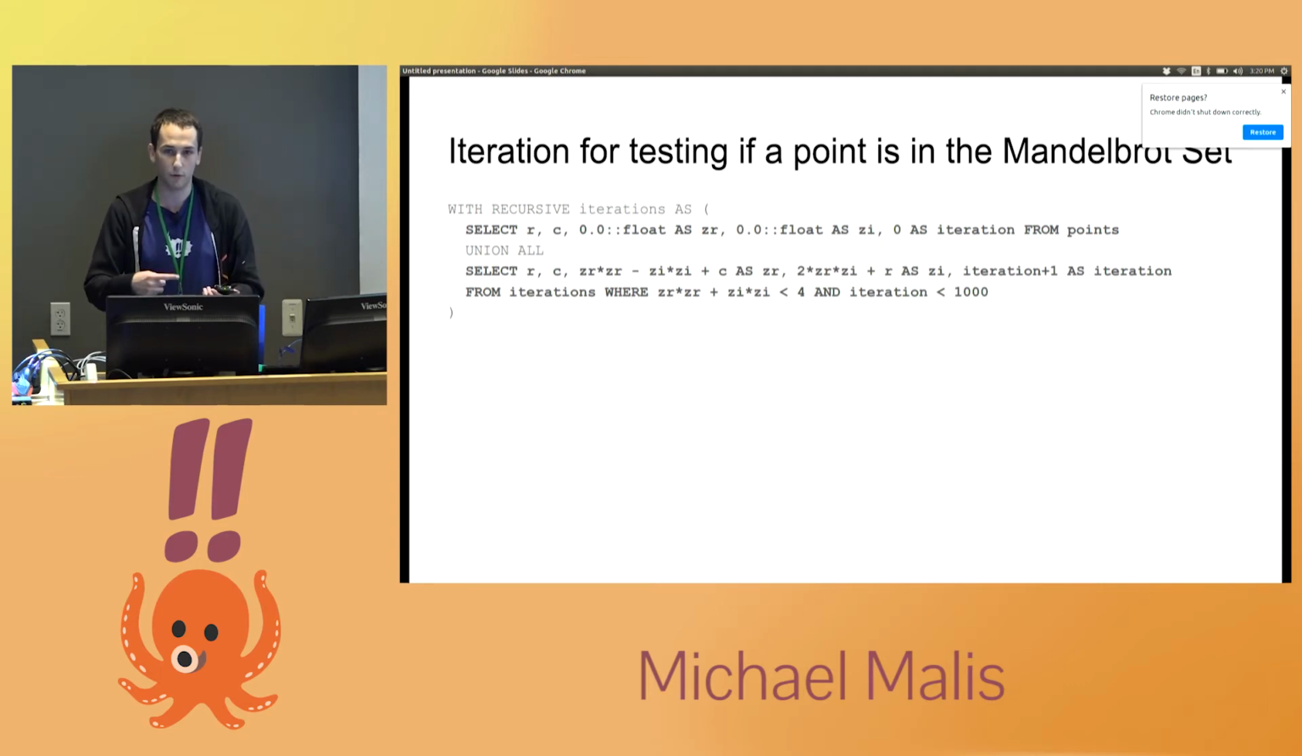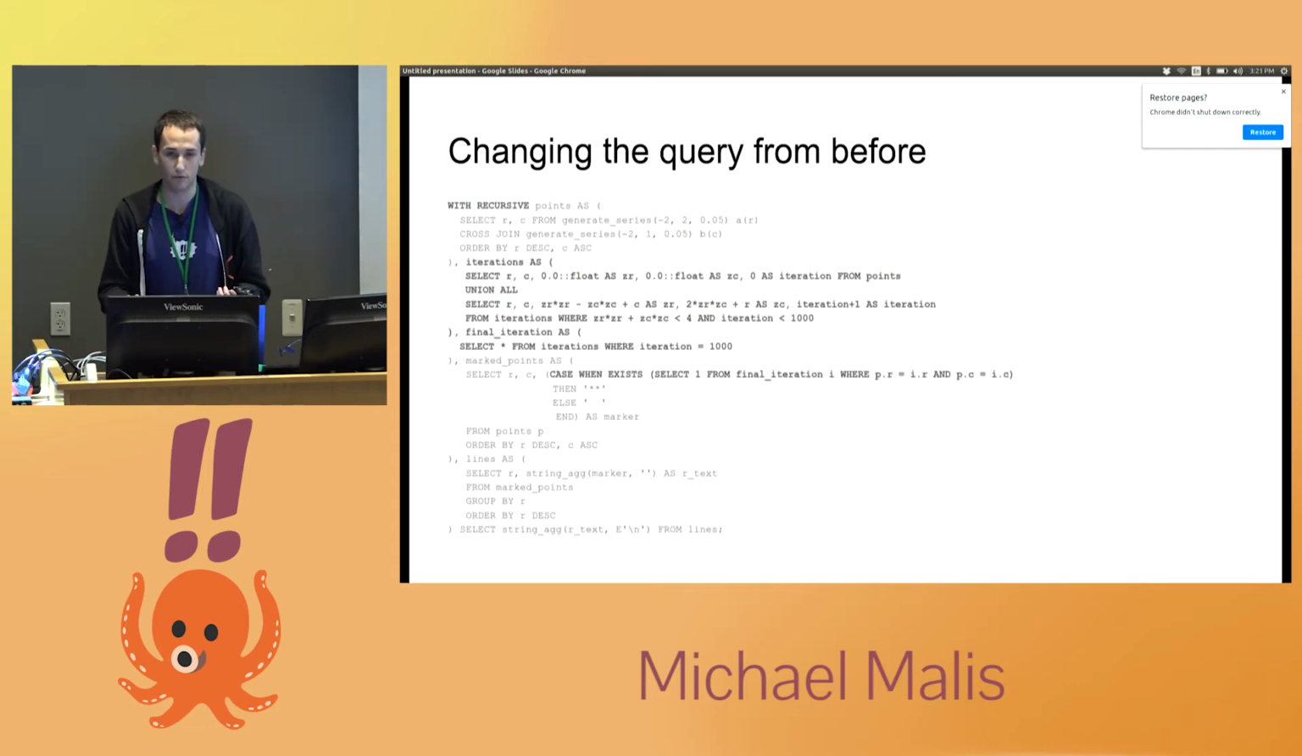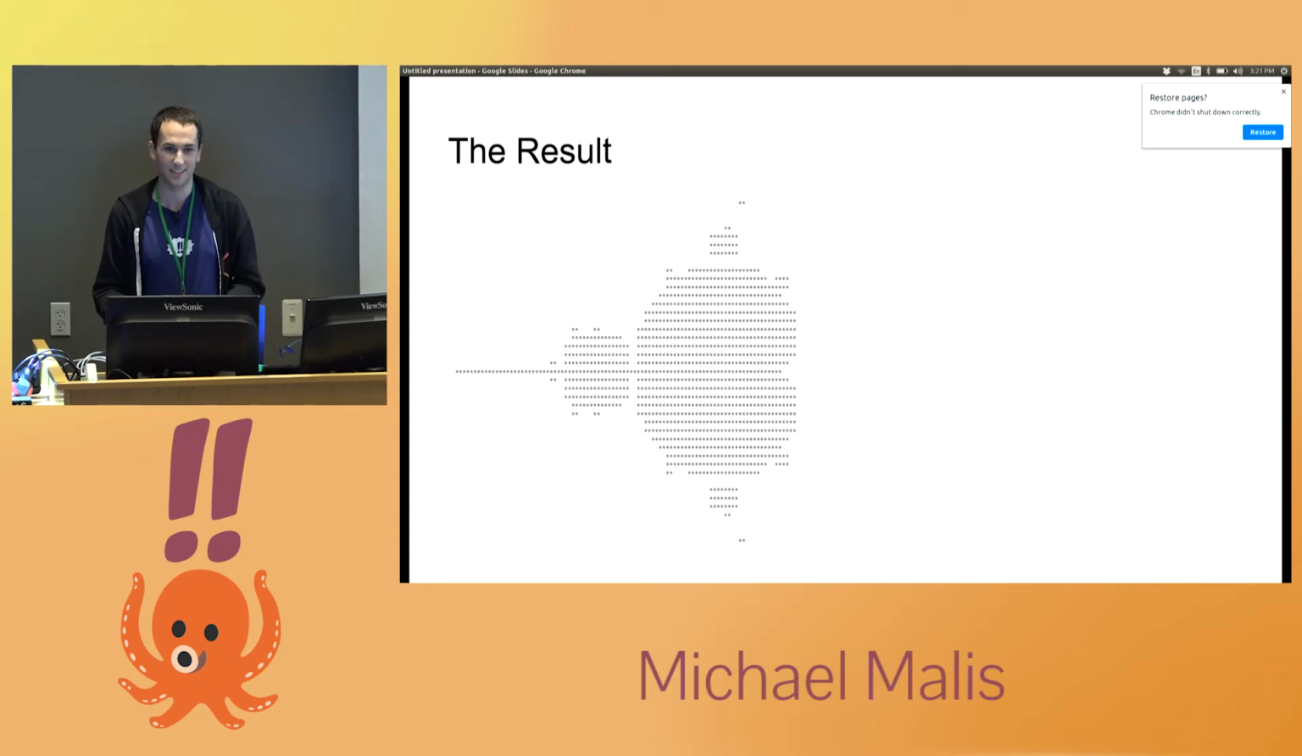So we can use this idea to test whether or not a point is part of the Mandelbrot set. We repeatedly run that formula from before 1,000 times, and then check whether or not the point diverges. We can then modify our query from before, but we replace the condition of bitwise AND with testing for each point whether or not it diverges to infinity. And so if you now run this query, you get the Mandelbrot set.